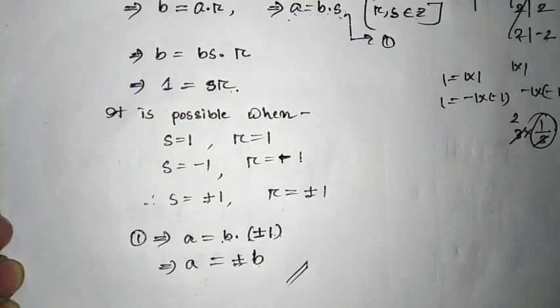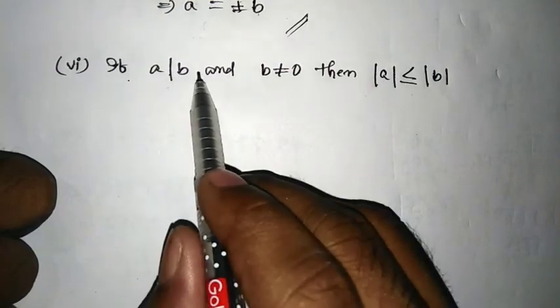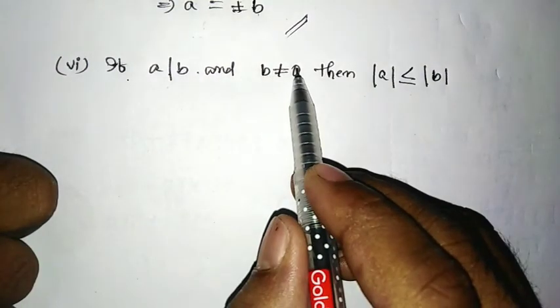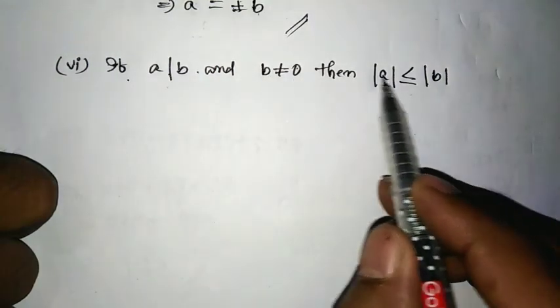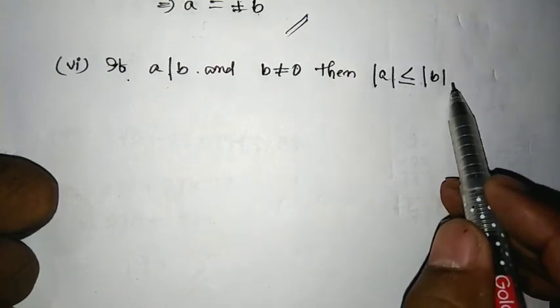Equation 1 is A is equal to B into S. So the value of S is put here. A is equal to B into S, S means plus minus 1. So 1 into B is B, and plus minus 1 remains the same.